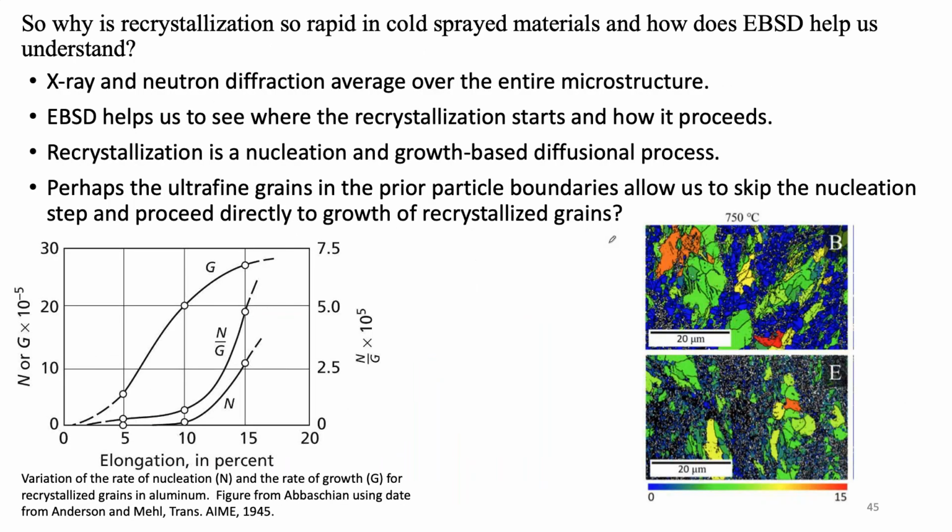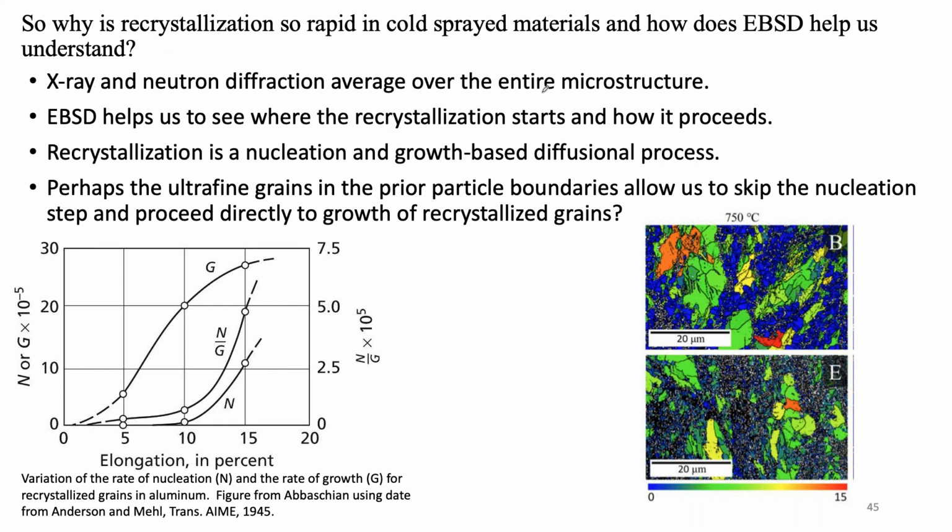So why is this going on? And I'm almost done. I've got about two slides left. So why is recrystallization so rapid in cold spray materials? And by the way, we've also seen this in Inconel alloys. We've seen this in a number of different instances, and I'm fascinated by it. And how is EBSD helping? Why do we need EBSD?